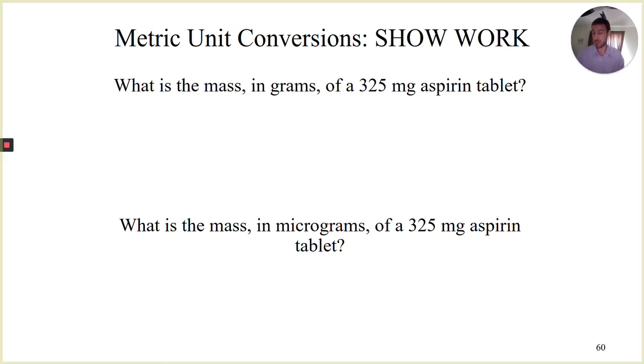Since you've gone through and solved it, we can now go through and write out our work. We want the mass in micrograms. Our micro symbol is that mu, right, which is a Greek letter. Given information, 325 milligrams. Note I'm placing the mass numerator.